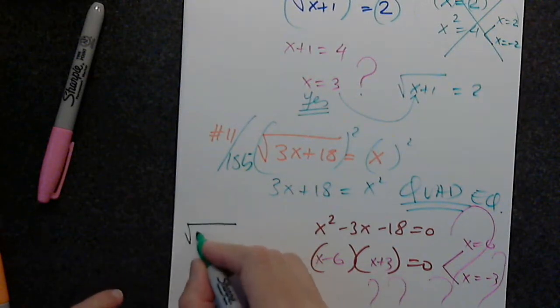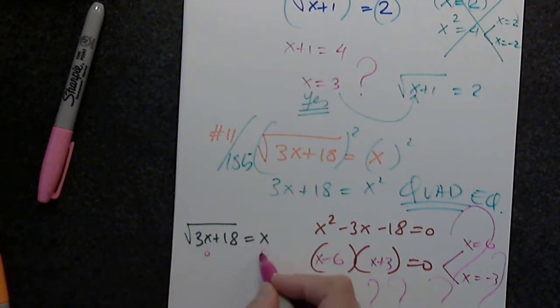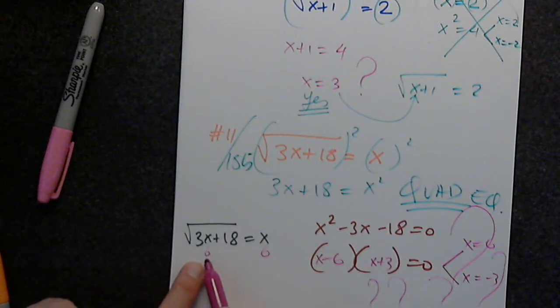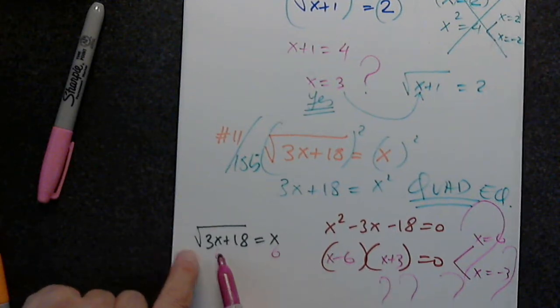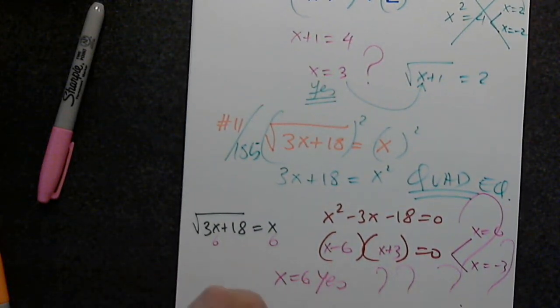I have to go back to the original problem, which is this, and see if they work. One or just two, or both, or none. So, when I plug in 6, 3 times 6 is 18. 18 plus 18 is 36. The square root of 36 is 6. So I will say x equals 6, yes.